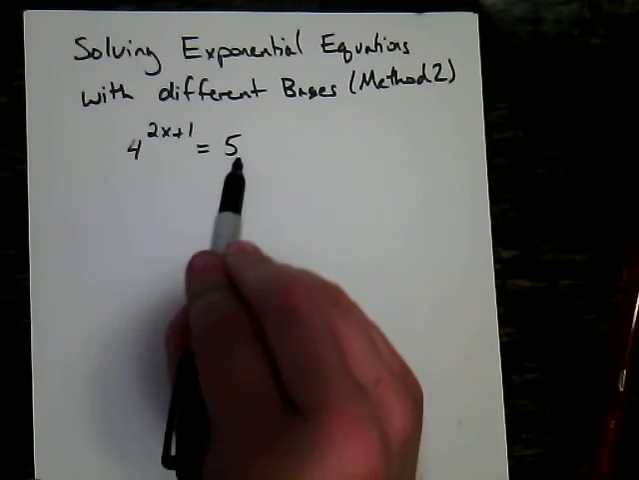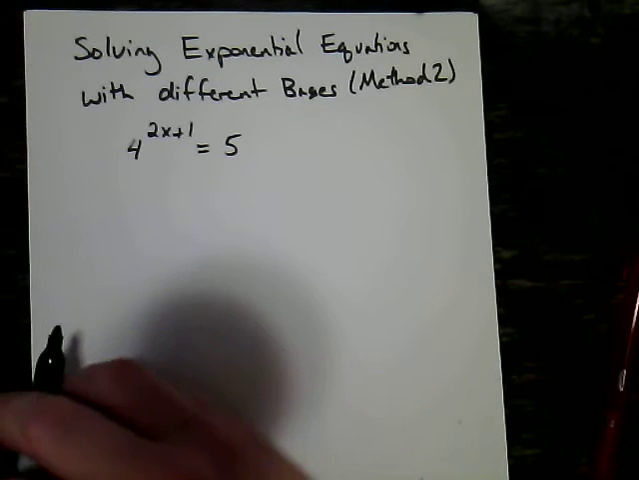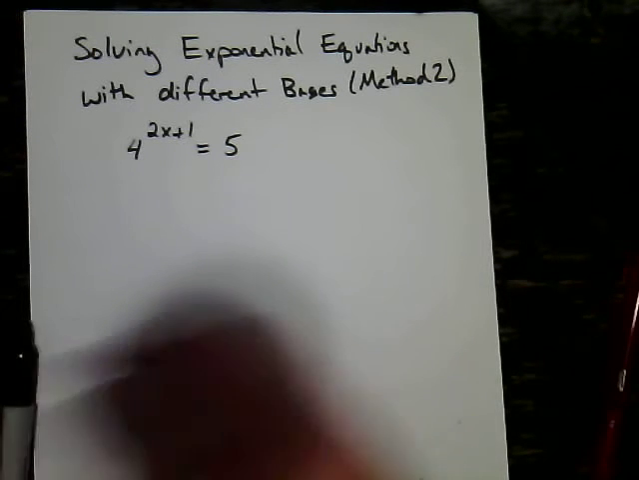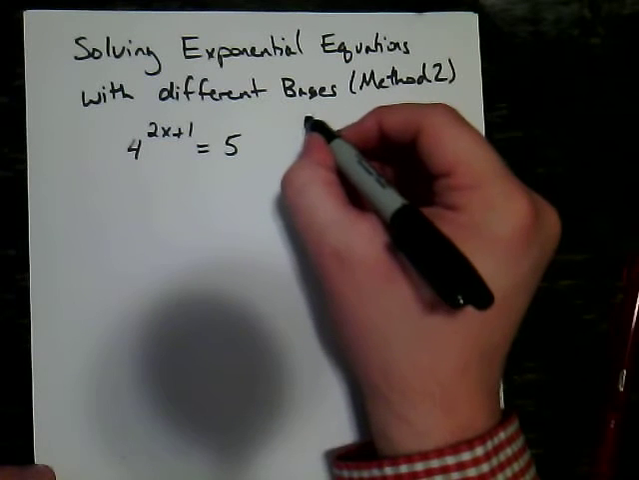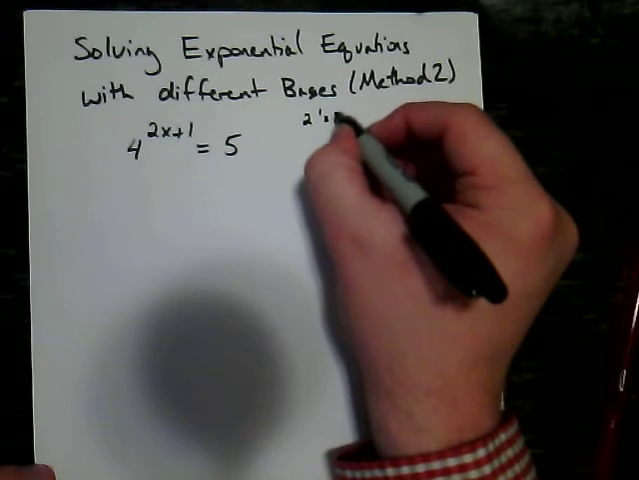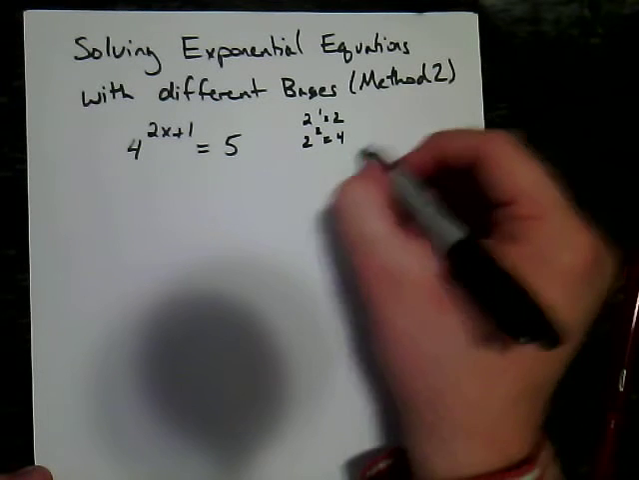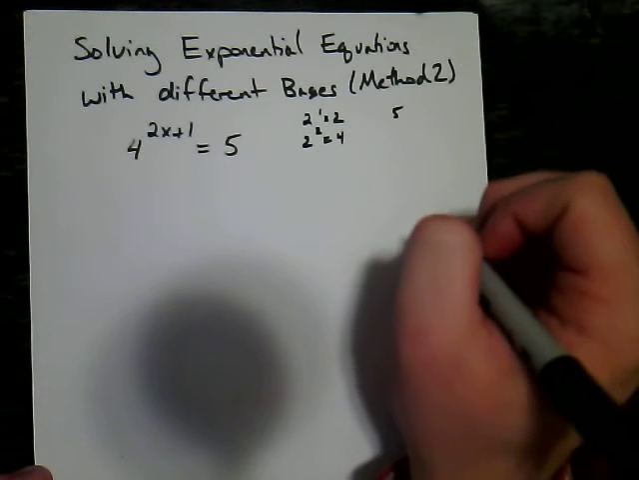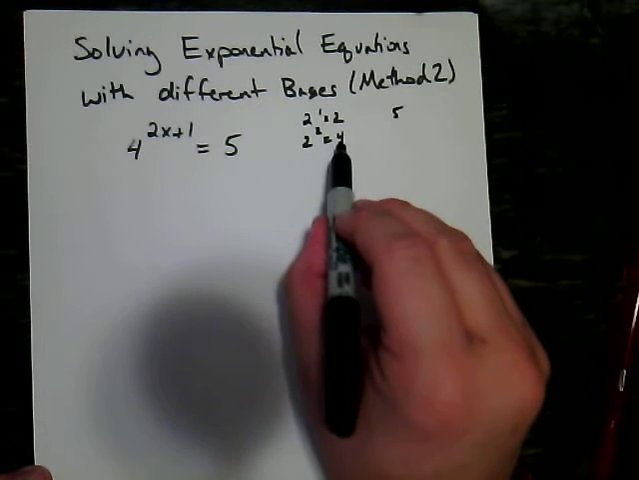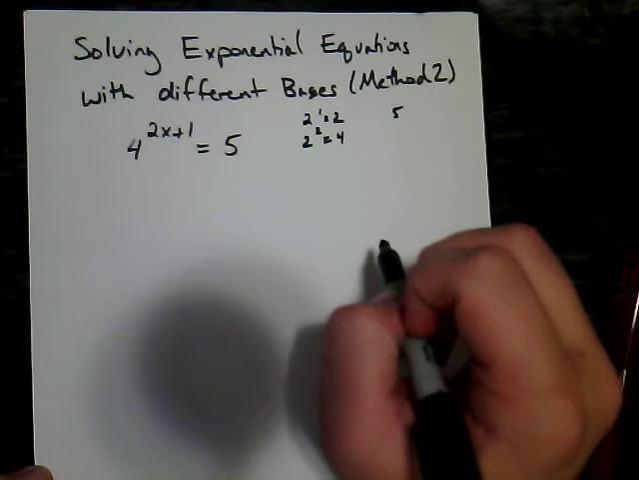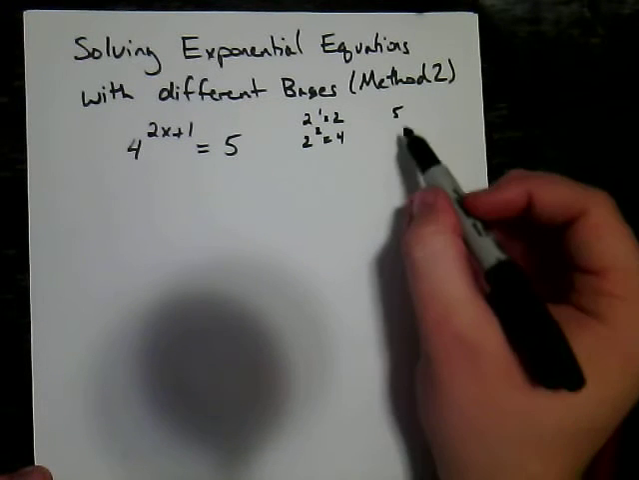So 4 and 5, we can't write those so that they're the same. If we were to try, we've got 2 raised to the first equals 2, 2 raised to the second equals 4, and then we've got 5 sitting over here. There's no way that we can multiply 4 by itself, or 4 times 2, or 2 times 2, to get some version of 5.